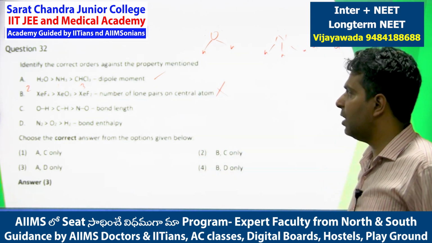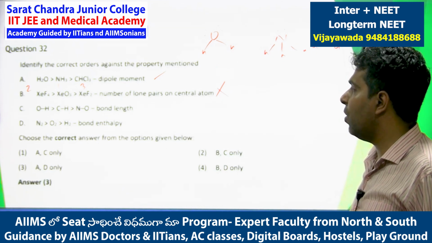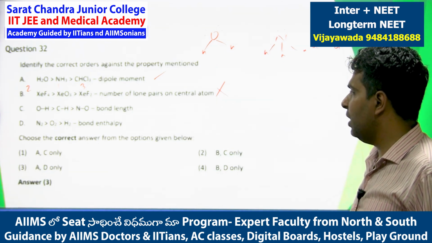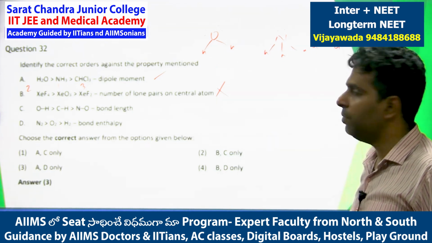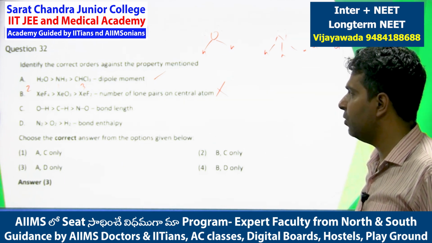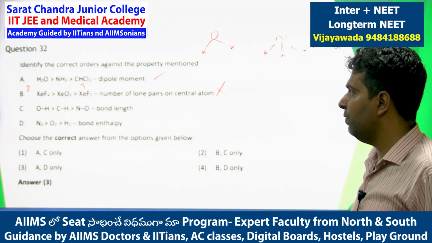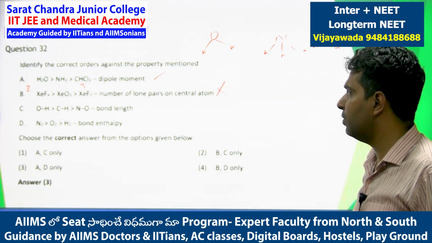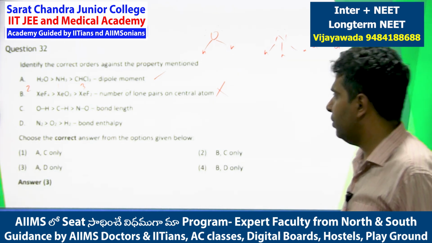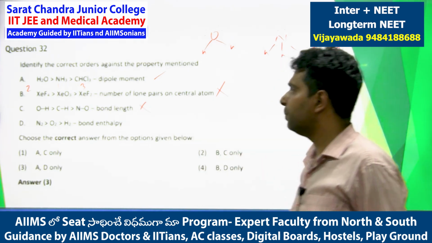Then oxygen-hydrogen, carbon-hydrogen, nitrogen-oxygen, bond length. So the bond length of oxygen-hydrogen, because of the smaller size of hydrogen, will be less than nitrogen-oxygen because of the smaller size. So this is also not the correct order of bond length.